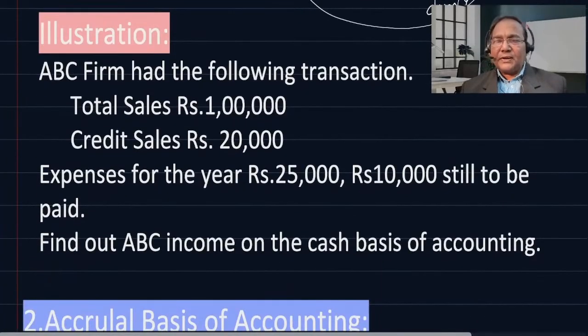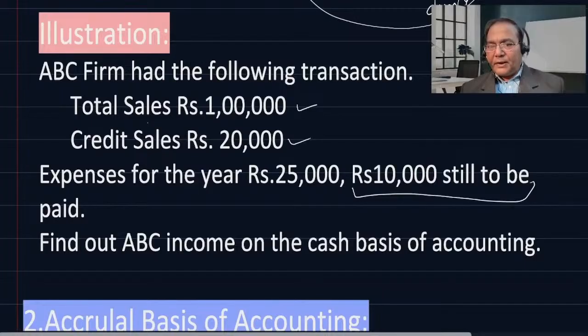Now let's understand with an illustration. ABC firm, or let's say school, had the following transactions. Usually there is no sales as such, but for understanding's sake, total sales is 1 lakh rupees. Credit sale is 20,000. Now expenses for the year is 25,000, and 10,000 is still to be paid. So the 10,000 which is not yet paid, outstanding is not paid attention to in case of a cash basis of maintaining accounts.